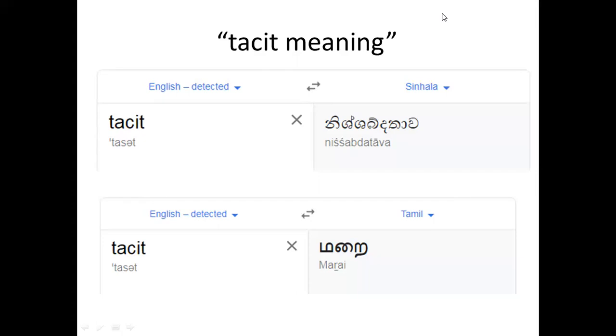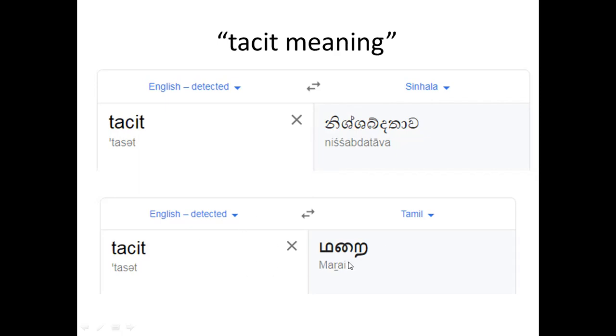So this is a very different lecture today. So tacit means, not to say silence, but tacit. Okay? In Sinhalese, this is called nishabdatave. But this is knowledge in silence. Those knowledge are not visible. Those knowledge are not in words, are not documented. That is what tacit to tacit.